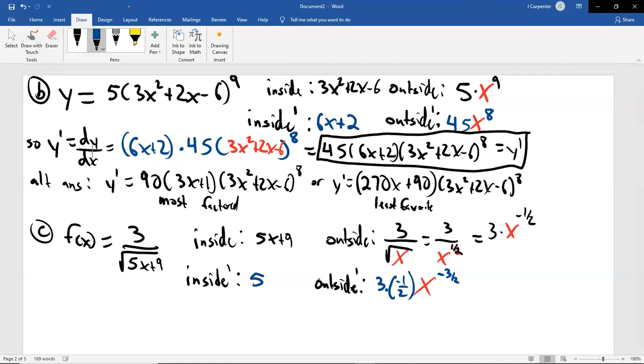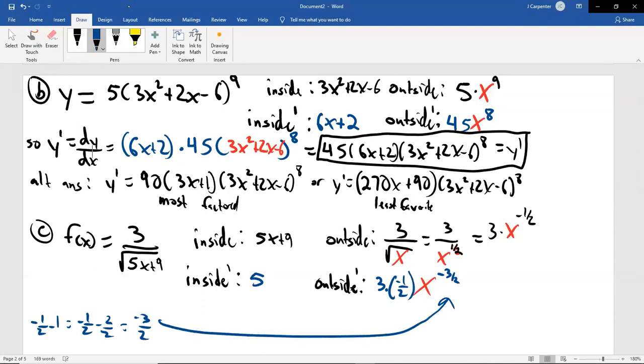I'll write that really quickly, and then I'm going to erase it because I don't want too much stuff jumbling up. Negative 1/2 minus 1 is negative 1/2 minus 2 over 2, which is negative 3/2. That's where that came from. LCDs, if you can't do that in here, I don't know how you're in calculus.